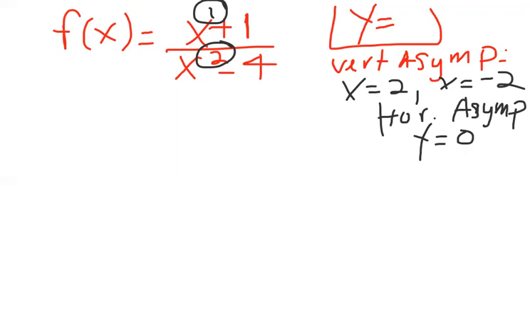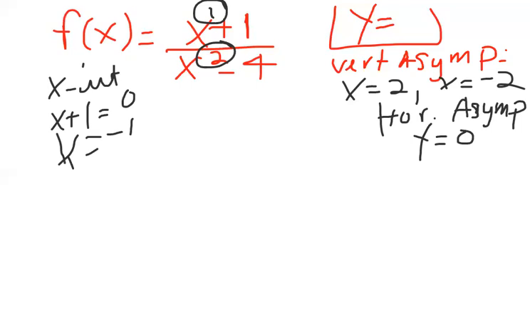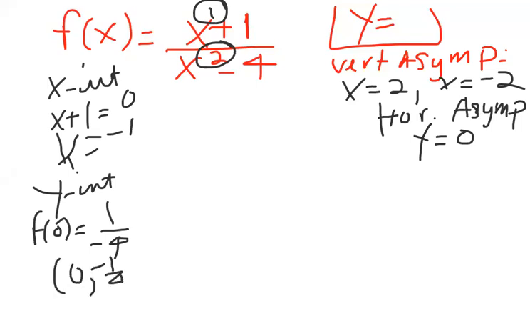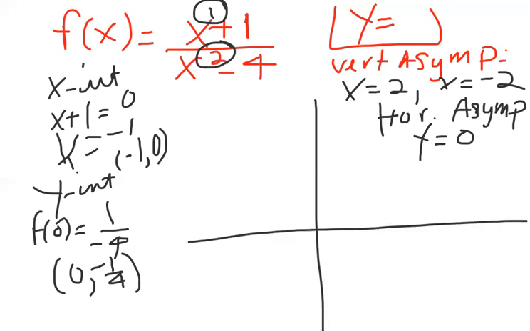Now, the X-intercept, guys: take the numerator, set it equal to 0, and solve to get x equals -1. Bam. All right, guys. The Y-intercept, plug in 0 for every single x to get 1 over -4. So your Y-intercept is at 0, -1/4, and your X-intercept is at -1, 0. Guys, we're ready to start graphing. You ready? We're gonna graph the first one.